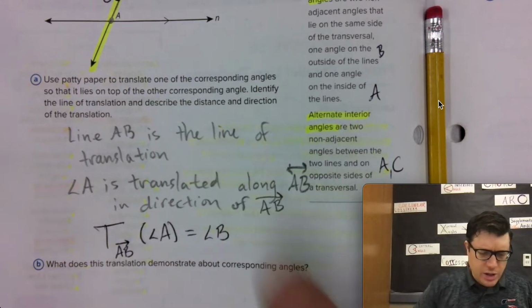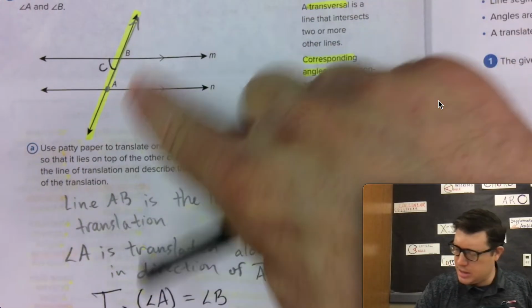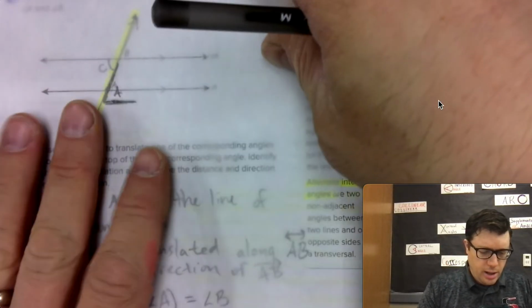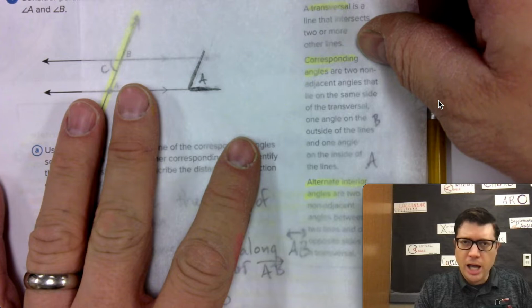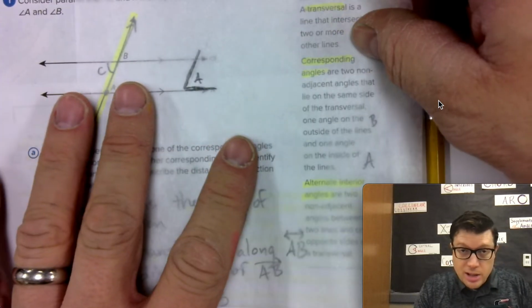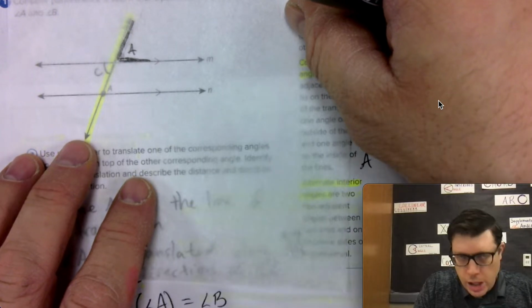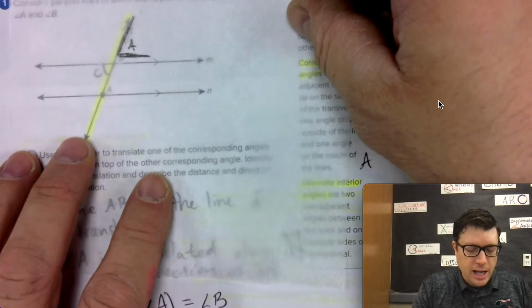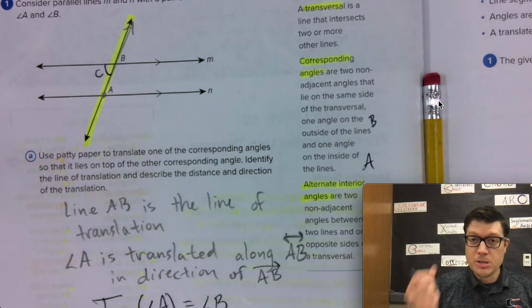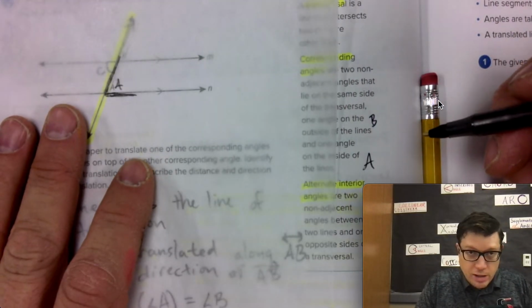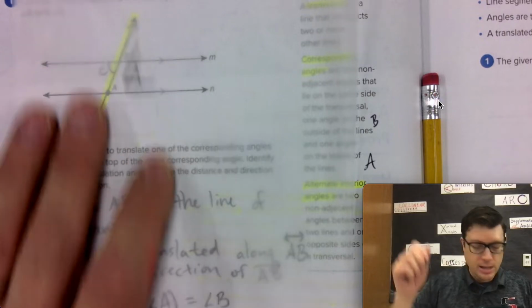Why is this line AB considered the line of translation? I mean, could we have translated along N or M because they're parallel? It wouldn't have moved angle A on top of angle B, though. And we want to make sure that angle A and angle B match because they're corresponding angles. So they have to be able to be, without turning the paper, slid from one spot to the next.